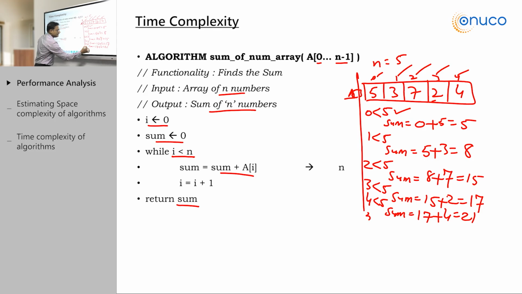Is 5 less than 5? No. So it is terminated, return sum. And what is the value of sum, friend? It is 21. So this algorithm is giving you the sum of n numbers, right?